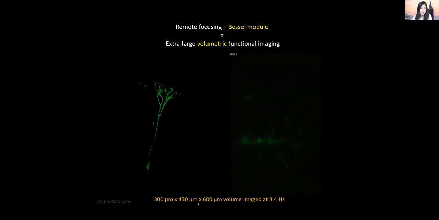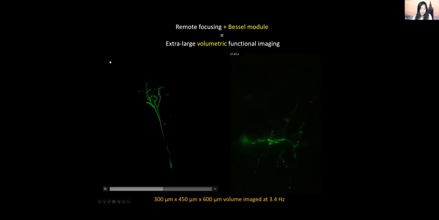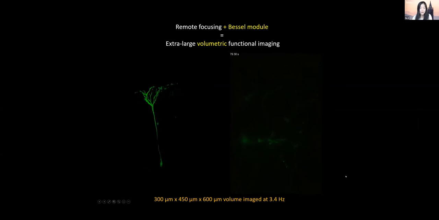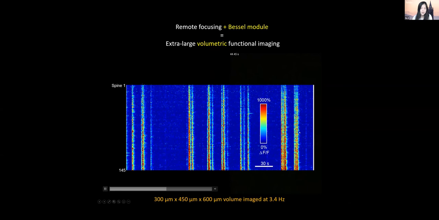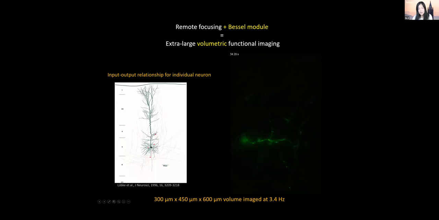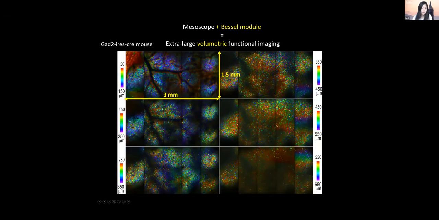And with this, we were able to image this very large volume, enclosing this whole neuron, at about 3.4 volumes per second, fast enough for us to follow its calcium activity. And we can look at the individual spines within this volume, here about 145 spines, and look at their activity pattern. So this would allow us to answer questions such as what is the input-output relationship for individual neurons in the mouse brain.